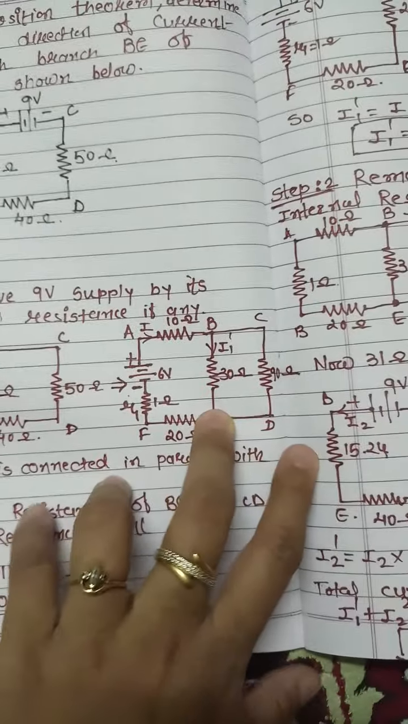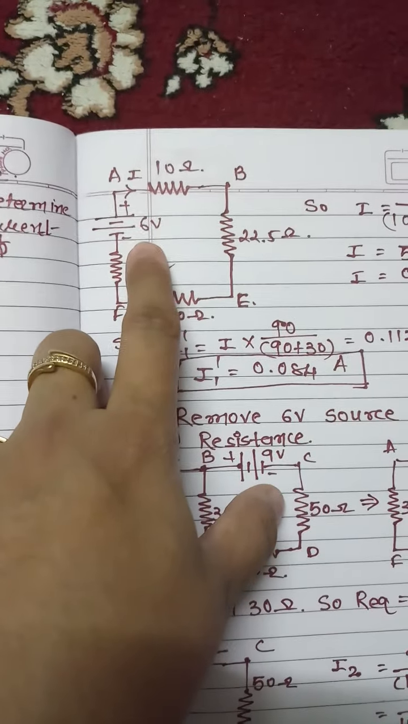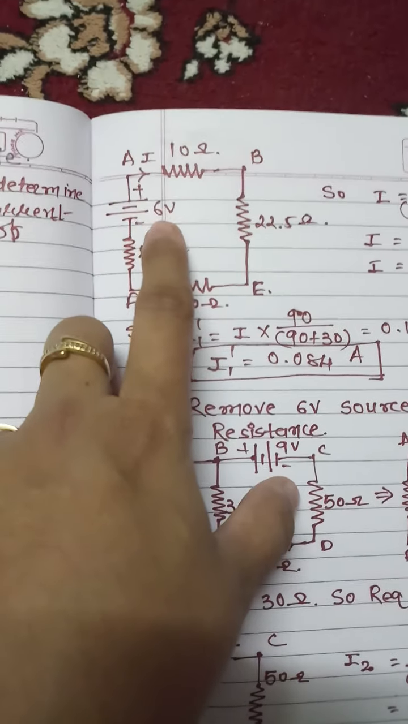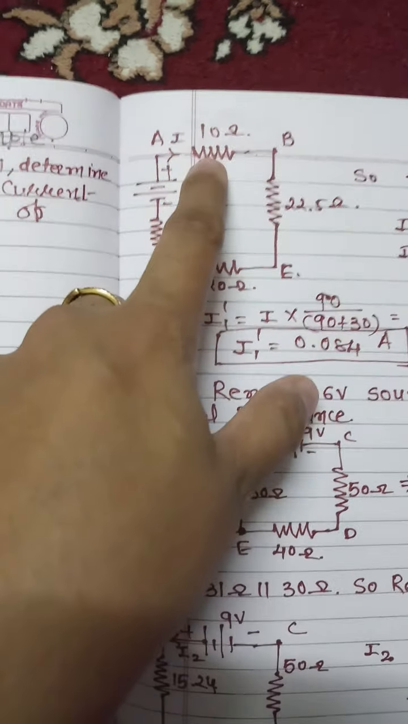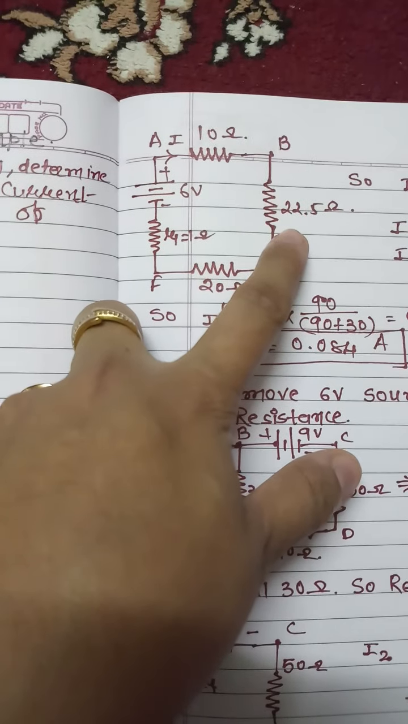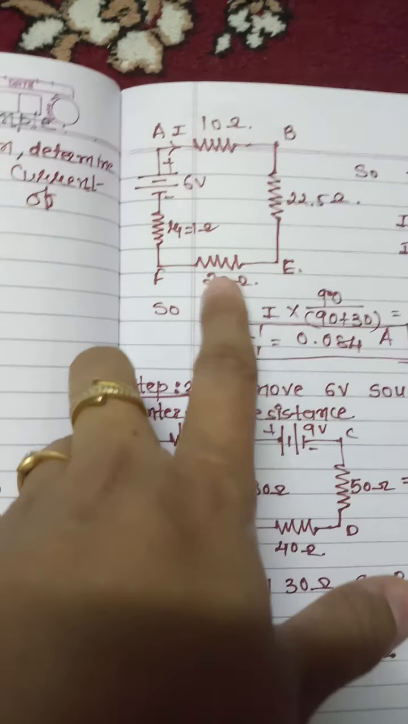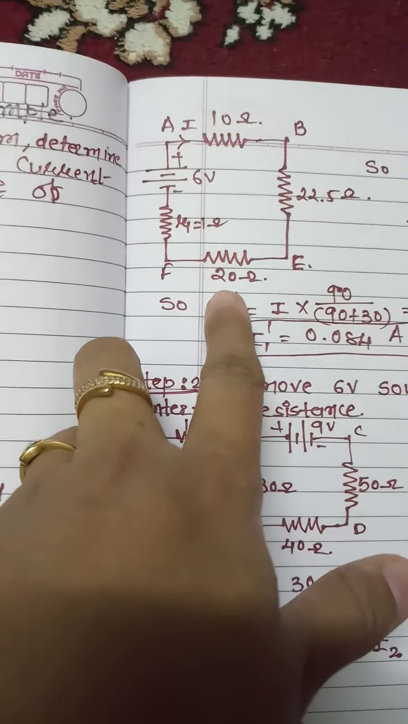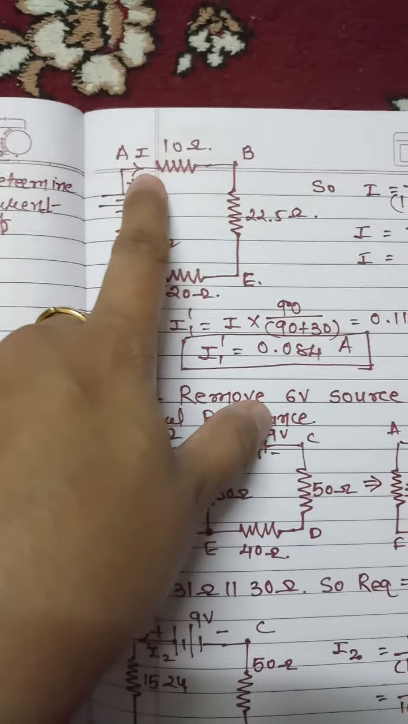Now from this, our circuit will be like this. Okay, now the internal resistance of the 6 volt source is 1 ohm. So small r1 is 1 ohm. 10 ohm is already given, and the equivalent resistance of both branches is 22.5 ohm. And here the FE branch has 20 ohm. Now you can easily find out the value of the current I.